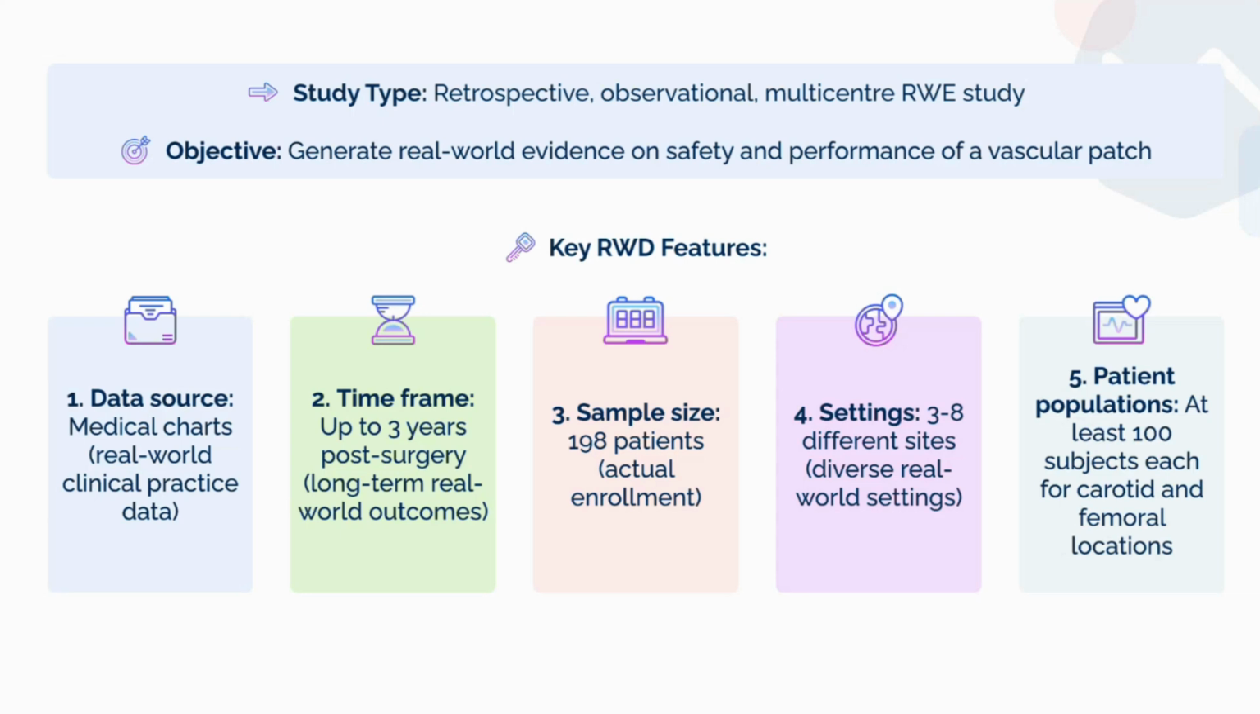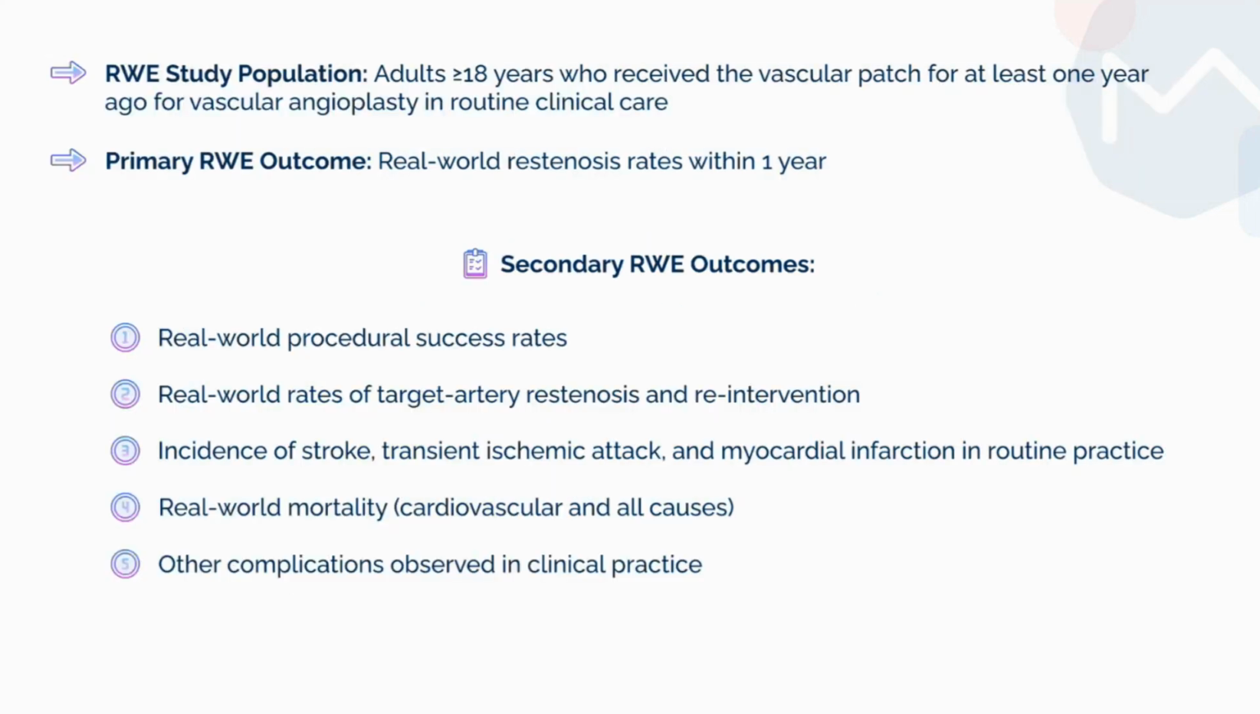In terms of the specifics regarding the patient population, there were a minimum of 100 subjects, each with carotid or femoral locations, so around the neck and the thigh area. The primary real-world outcome in this case was real-world restenosis rates within 1 year. Here we're looking specifically at the recurrence of the narrowing of the blood vessel or heart valve after it's been treated.